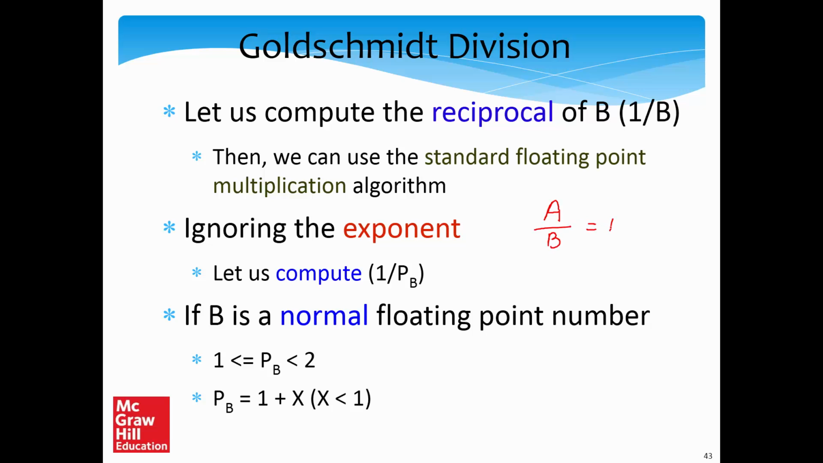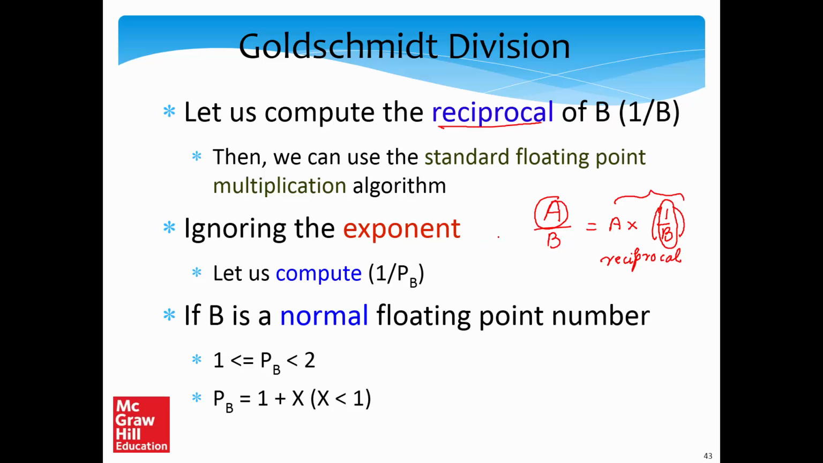A divided by B is A multiplied with 1 by B. I have a fast algorithm for multiplication. So pretty much my problem reduces to finding what is 1 by B. 1 by B is known as the reciprocal. So if I have a fast algorithm for finding the reciprocal of a number, then I can multiply 1 by B with A and compute A by B. So let us thus try to compute the reciprocal of B, which is 1 by B. Then we can use standard multiplication.